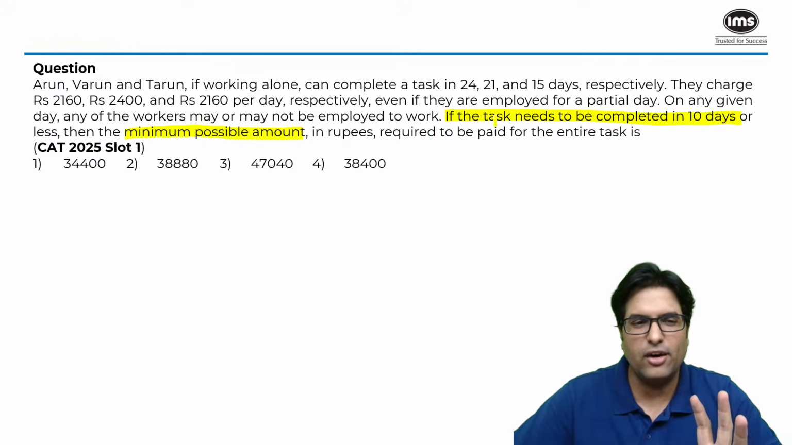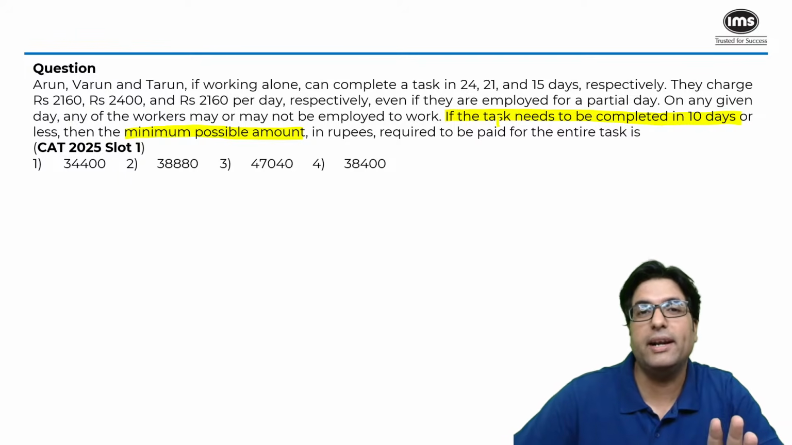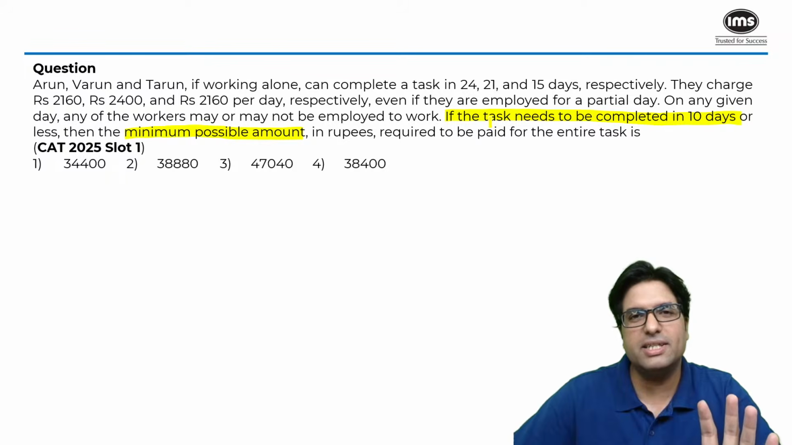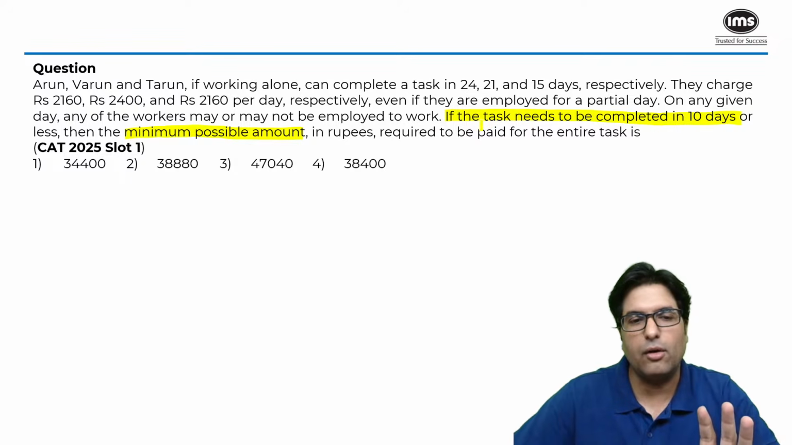This is the kind of information where I have to finish the task. There is a range, 10 days or less. So they're not saying complete it in exactly 9 days. Any time less than 10 would be fine. Minimum possible amount. Then there are amounts given. So maybe doable. I'm not saying that just because it's unfamiliar, I won't be able to do it. But I'll come back to it later. This is not a question of type A for me.